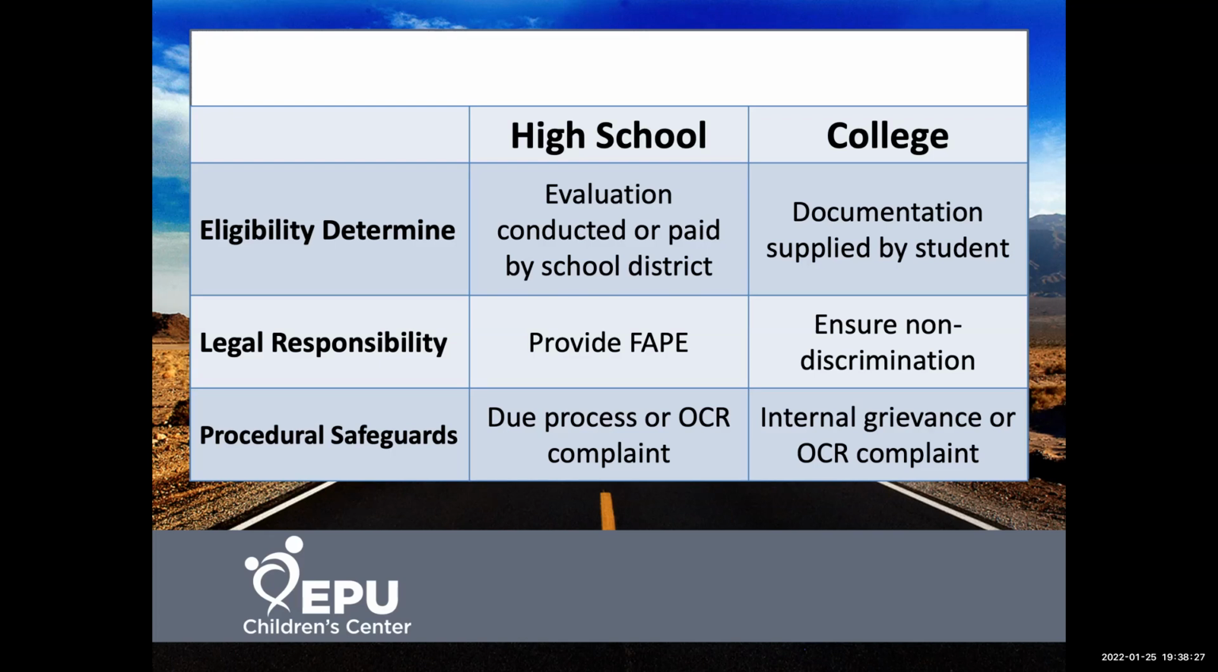And with procedural safeguards, that large packet that you receive every time you have an IEP meeting, the school's responsibility is to make sure that you have your due process rights or you have an OCR complaint. And I believe Office of Clients' Rights Advocacy complaint. I'm going to go with Office of Civil Rights. Office of Civil Rights, I apologize. So in college, you can turn in an internal grievance, or you can turn in that Office of Civil Rights complaint.